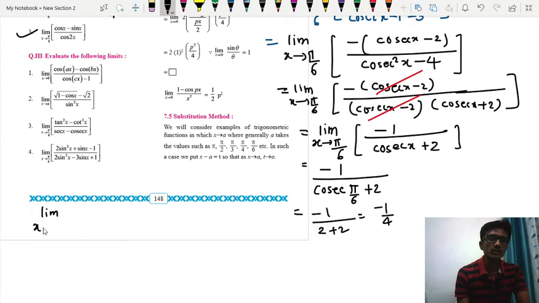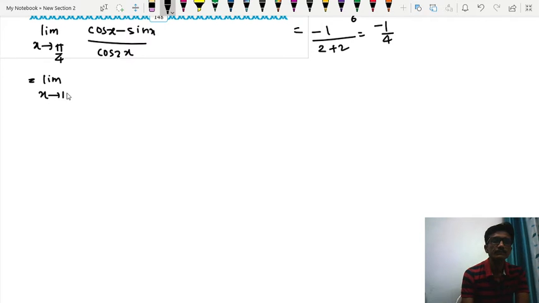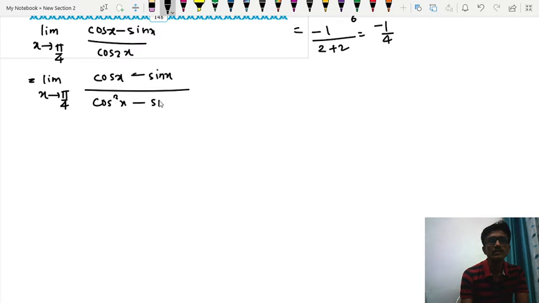Limit x tends to pi by 4 of (cos x minus sin x) upon cos 2x. So we evaluate this. Here we know cos 2x we can write as cos square x minus sin square x.